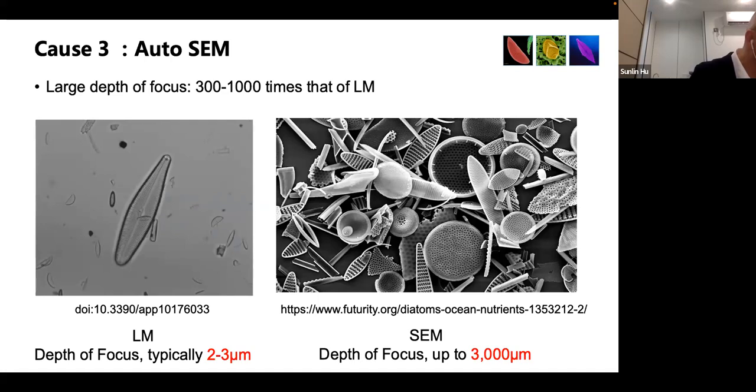Another advantage of SEM is large depth of field, which is 300 to 1,000 times that of LM. For LM, diatoms at different levels on the slide need to be focused one by one. But for SEM, due to its large depth of field, diatoms at different levels can be detected at the same time with no need to refocus. For this reason, diatoms are not likely to be missed.